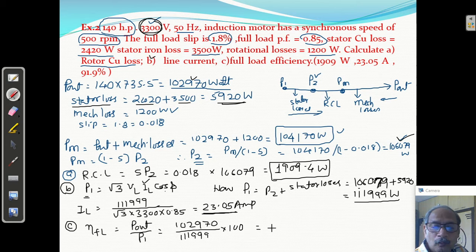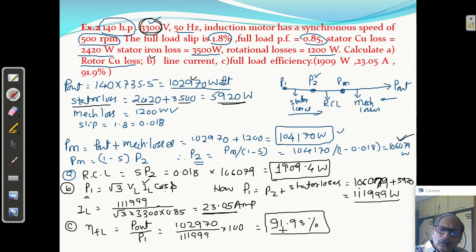So 102970 upon this into 100, we will get 91.93 percent. So that is the third answer, we got it. In this way you can solve any problem related with the induction motor, but you must know this power stage cycle, and these two formulas, slip in terms of slip. Okay, one more problem I am going to solve.